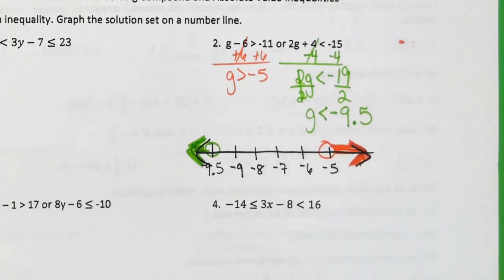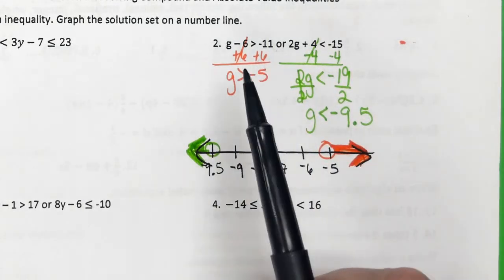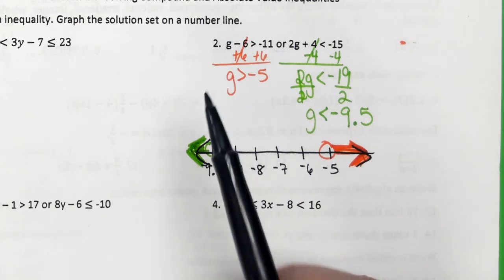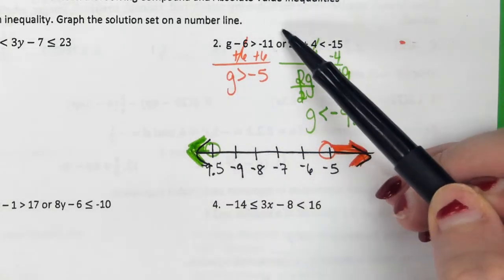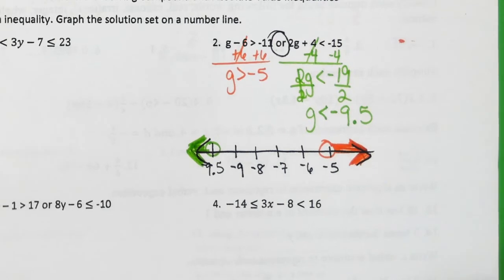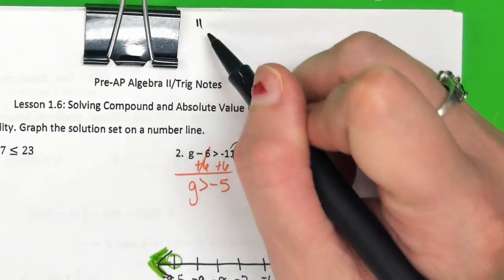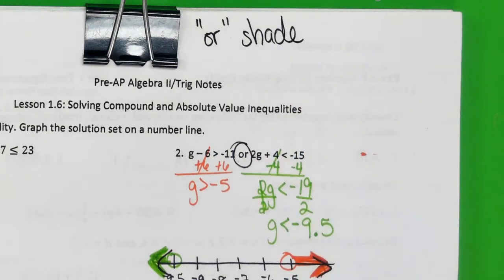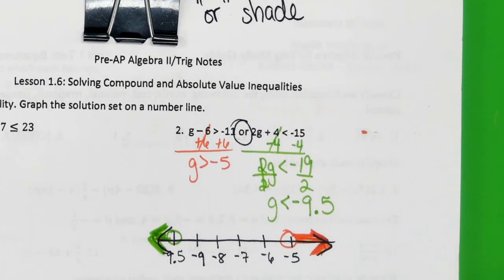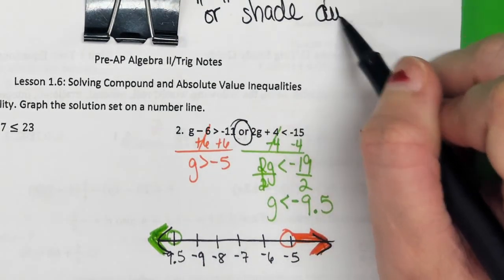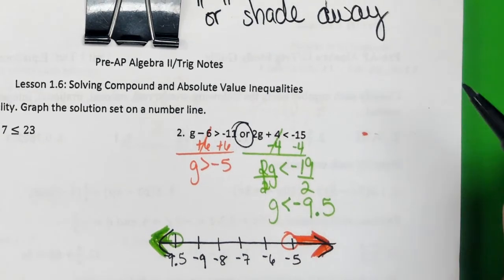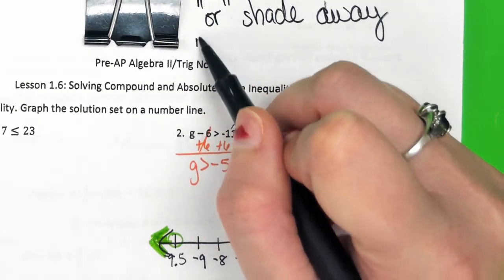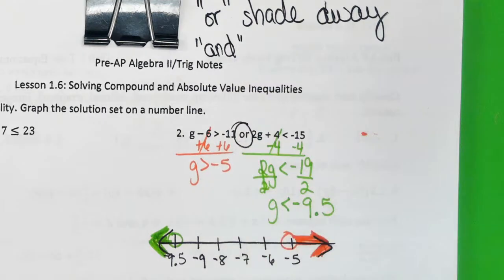All right. So did you notice in the middle of those two inequalities what word was there? Or, right? Okay. So at the top of your paper, let's write OR problems, shade, and where did they shade? Look at the picture. They shaded away. Very good. And then tomorrow, we're going to talk about AND problems. We'll talk about them tomorrow, okay?